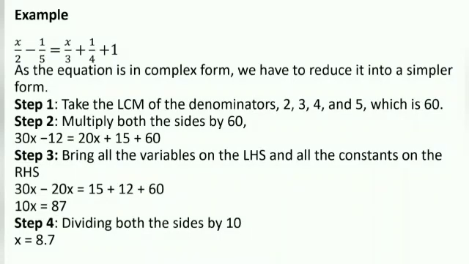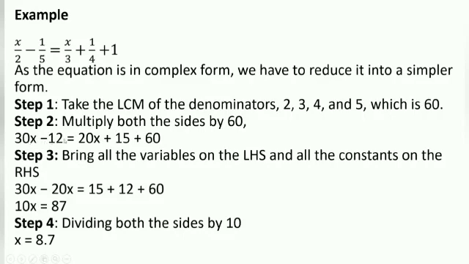Example, x upon 2 minus 1 upon 5 is equal to x upon 3 plus 1 upon 4 plus 1. As the equation here is in complex form, so we have to reduce it into a simpler form. So first step for the same, here you can see all the denominators on both the sides are different. So first we'll take LCM of 2, 5, 3 and 4, which is 60.